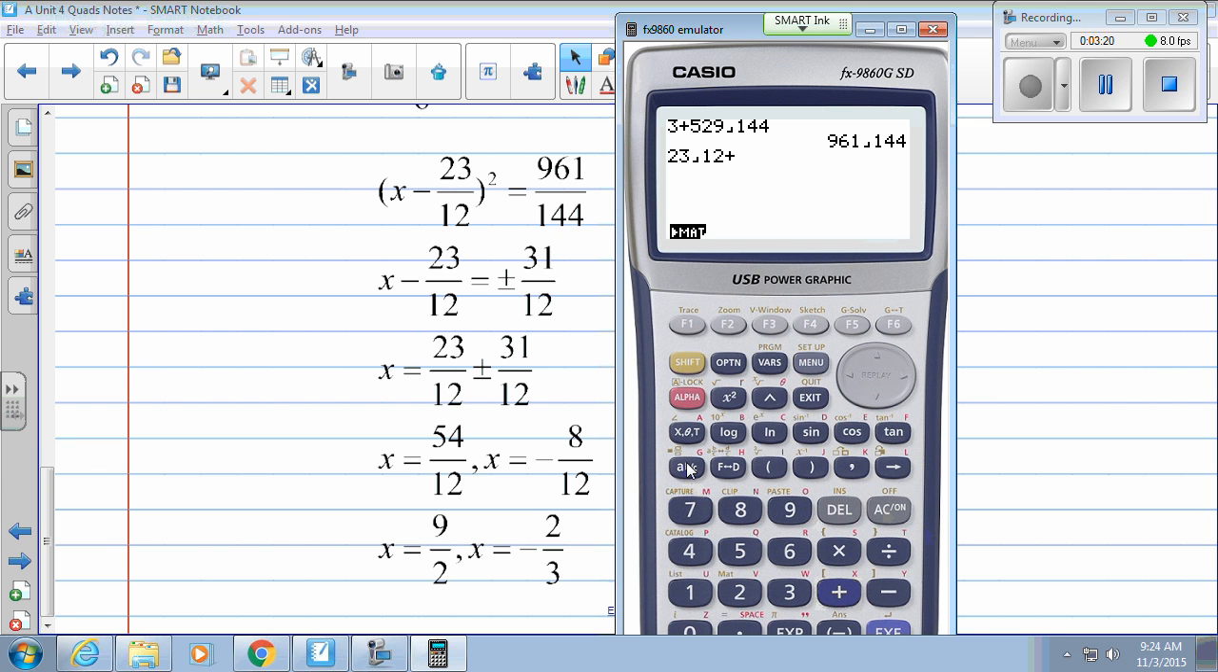twelfths plus 31 twelfths, you get 9 halves, or 23 twelfths minus 31 twelfths, which would not only do the subtracting for you, but also reduce it for you all in one step. So your calculators are a really great tool.